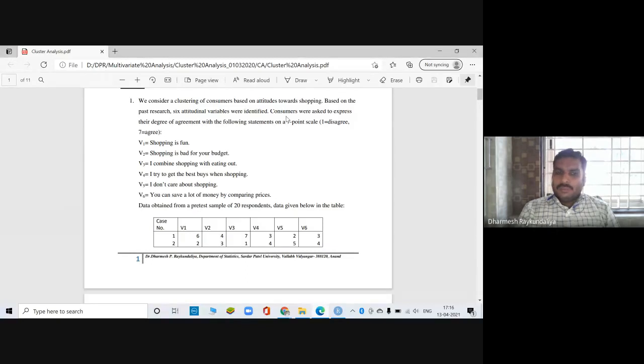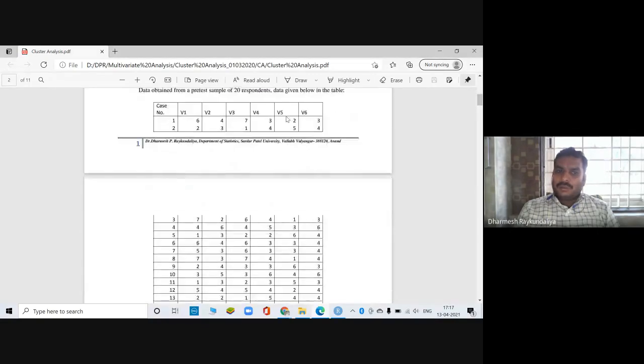1 means disagree, 7 means agree. So V1 is shopping is fun. V2 is shopping is bad for your budget. V3, I combine shopping with eating out. V4, I try to get the best buys when shopping. Next, I don't care about shopping, and you can save a lot of money by comparing prices. So these are the six variables, which are measured on a 1 to 7 point scale, and these are the corresponding observations given.